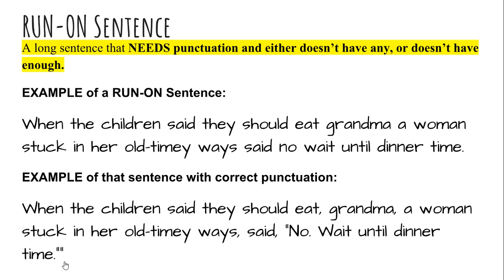When the children said they should eat, Grandma, a woman stuck in her old-timey ways said, "No, wait until dinner time." Okay, I don't know what's happening in that sentence. Are the children going to eat Grandma? Is Grandma a woman stuck in her old-timey ways, or did a woman who's stuck in her old-timey ways say no? Like, I have no idea what's happening.